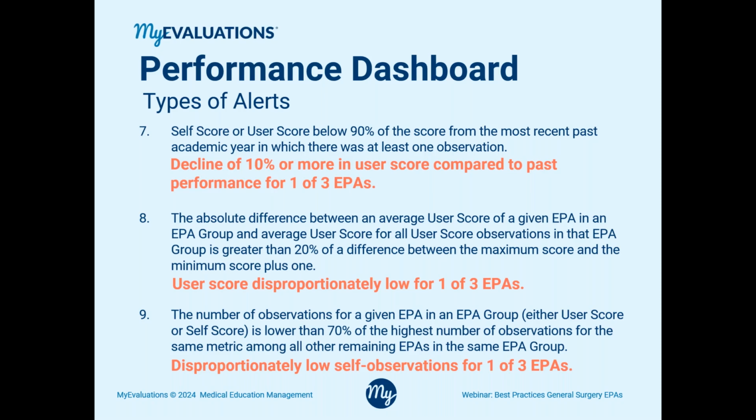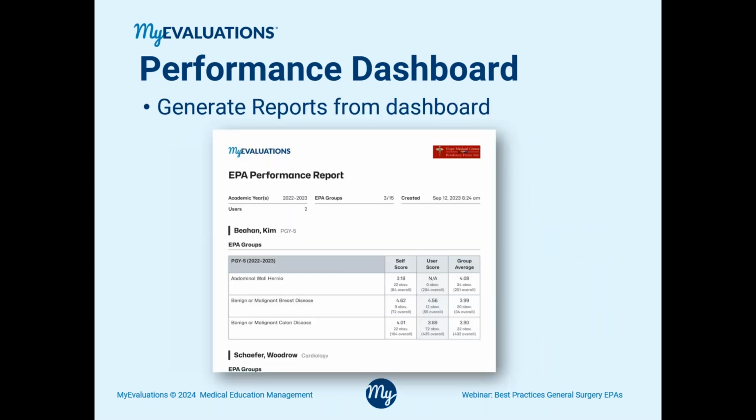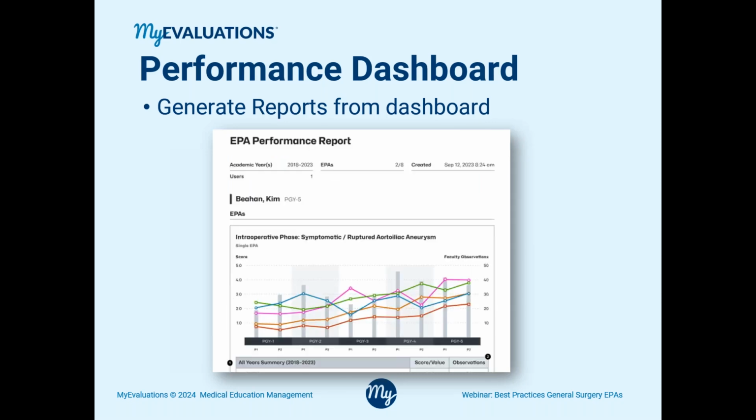So we're looking to see, is the resident rating themselves disproportionately low compared to how the faculty is rating them. So this is just some basic analysis that's done by the system. Through the performance dashboard, you're also able to generate reports in a number of different formats. You can have them in both detailed and summary format, listing all the EPAs. You can also generate graphical reports showing their entire year-over-year performance.